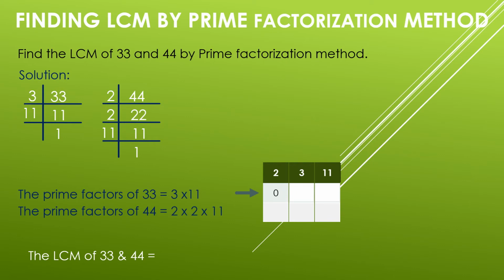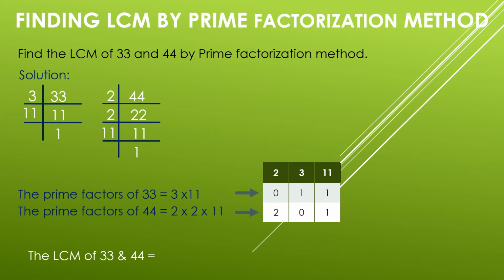How many times 3 is present in 33? 1 time, so write 1. How many times 11 is present in 33? 1 time, so write 1. Now look at the factors of 44. How many times 2 is present in 44? 2 times, so write 2. How many times 3 is present in 44? 3 is not present in 44, so write 0. Then how many times 11 is present in 44? Yes, 1 time, so write 1.